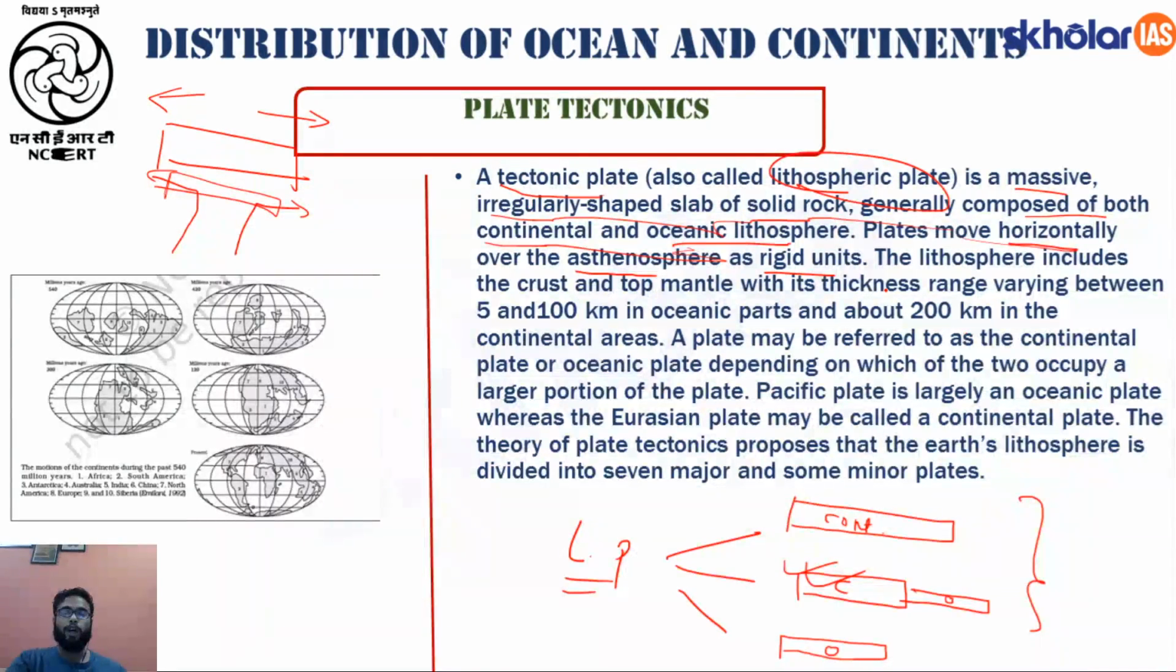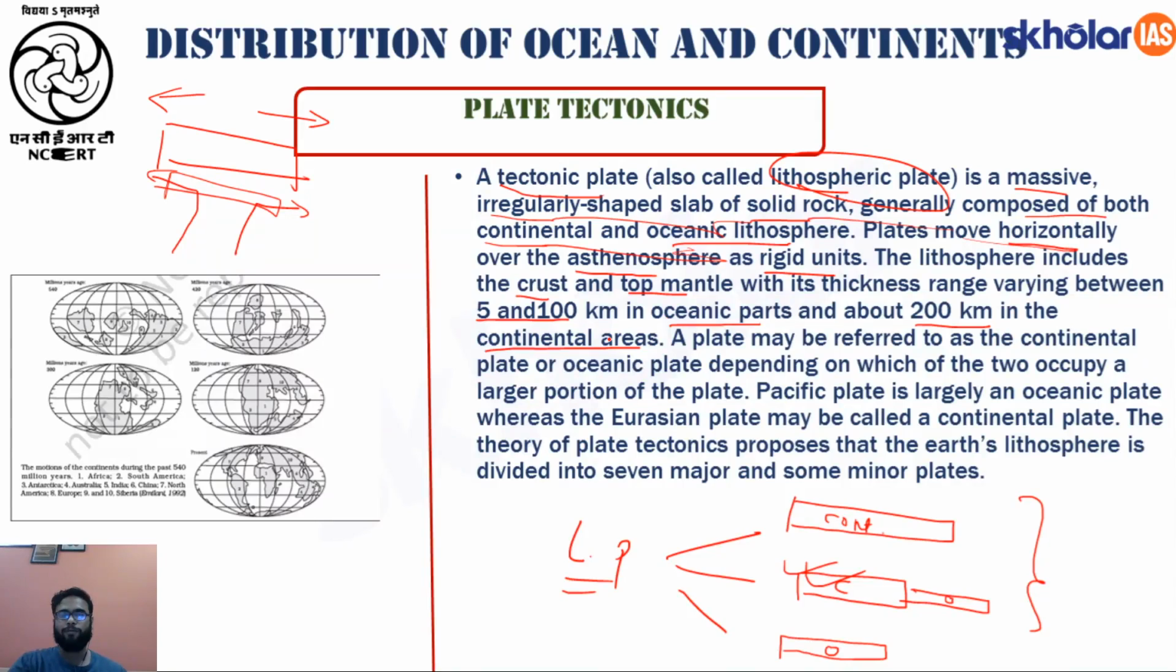The lithosphere includes the crust and the top mantle, like we have already understood, with a thickness ranging between 5 and 100 kilometers in the oceanic parts, and about 200 kilometers in the continental areas. Because the oceanic crust, or oceanic lithosphere, is comparatively thinner, its thickness varies between 5 to 100 kilometers, and the continents being thicker extend up to around 200 kilometers.